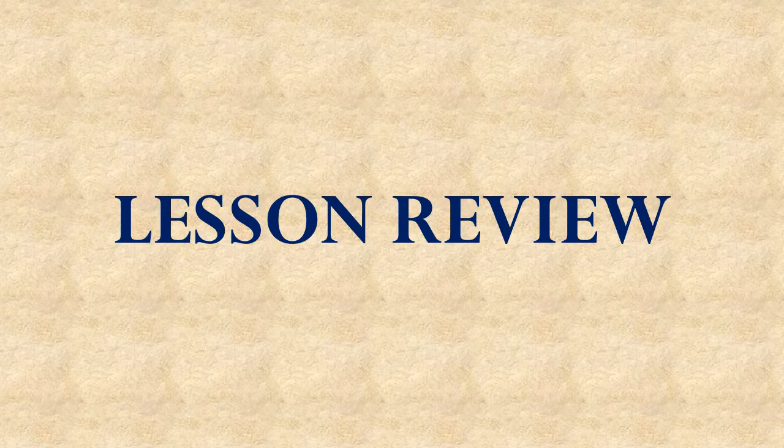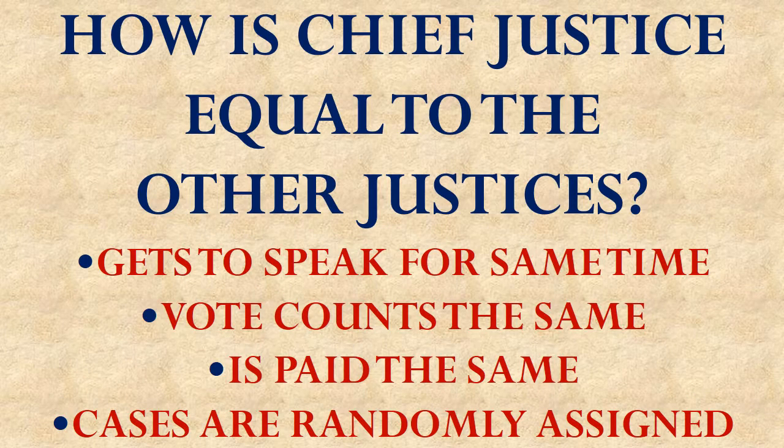So now let's review what you learned in this lesson. How is the Chief Justice equal to the other justices? Is it that he gets to speak for the same amount of time as them? Is it that his vote counts the same as theirs? Is it that he's paid the same as them? Or is that because cases are randomly assigned to different justices? He is equal to the other justices because his vote counts the same as theirs. I should say he's not the same, he's equal to them because his vote counts the same.